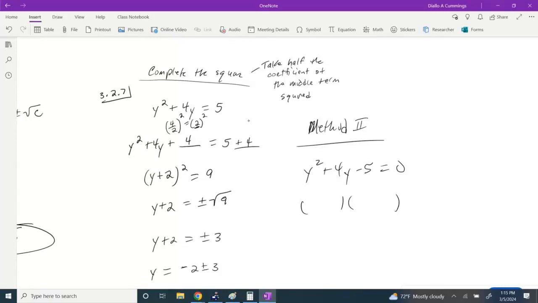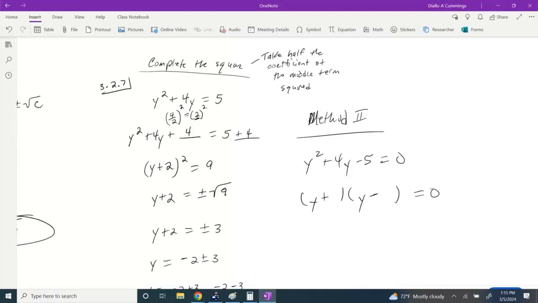Then I could factor, I can make two sets of parentheses. I could put y in the front of both. Right, I can determine my signs. If the last term is negative, it doesn't matter what the sign of your middle term is. One of those numbers is positive. One of those numbers has to be negative.